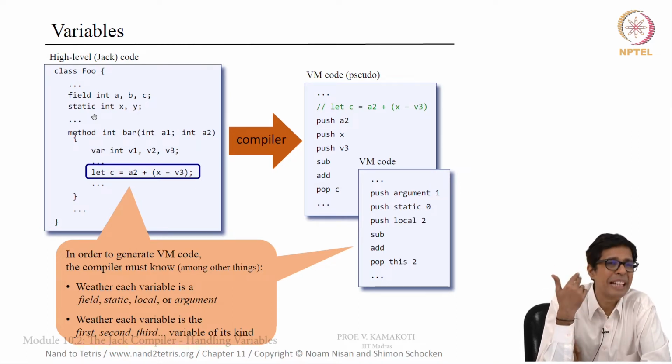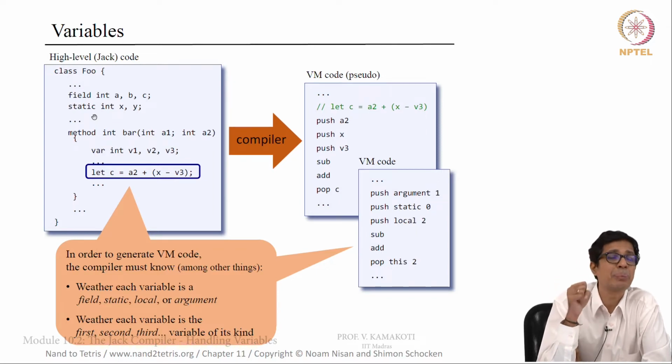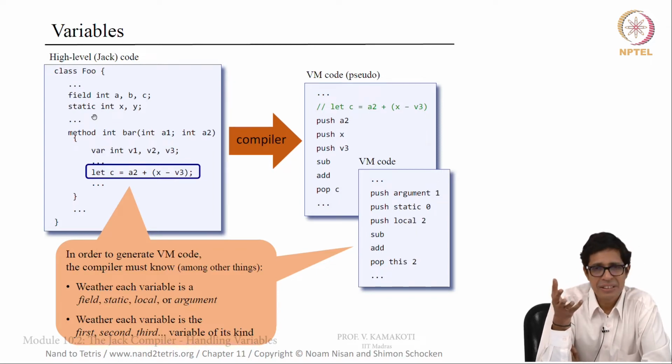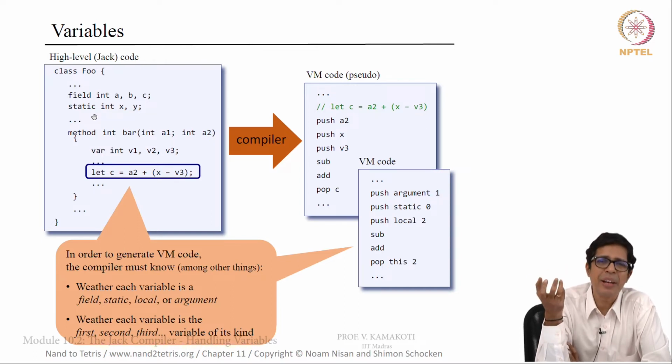Now, look at one expression there: let c equal to a2 plus x minus v3. This is very interesting. c is a field variable, a2 is an argument, x is a static variable, v3 is a local variable. So, that statement involves all types of variables that are present in the Jack language. When we are compiling, these variables should be stored somewhere so that we can access them.